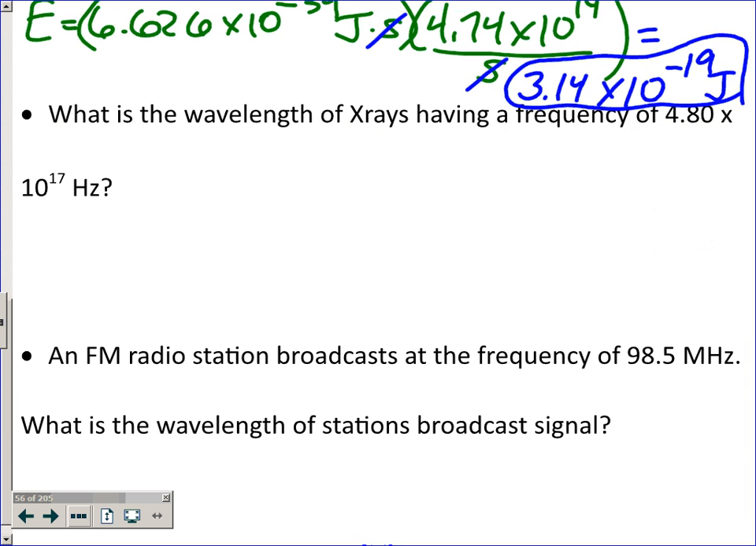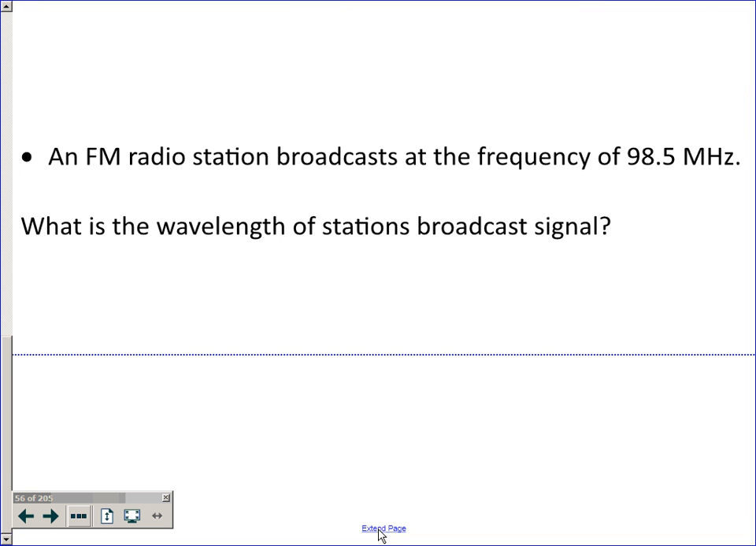I want you guys to do that FM radio one, because I want you to think about what megahertz is, mega on the front. And I don't want you to solve for wavelength. Actually, no, yes, I want you to solve for both. I want you to solve for wavelength and the energy of this wave.